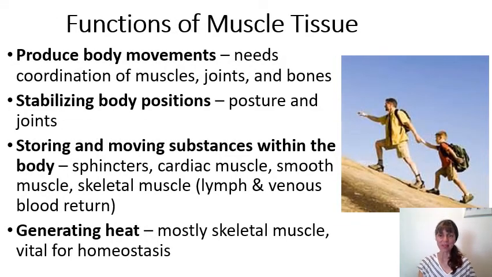Muscle tissue has many functions. We know that it helps produce body movements. That means that there's a concerted effort of coordination between our muscles, our joints, and our bones. Our muscles help to stabilize our body positions so that we can move more efficiently. This also includes maintaining posture and joint position. We can move and store substances within our body.